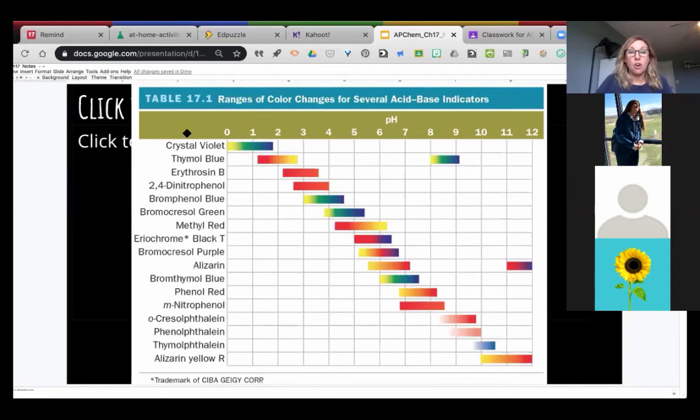And then here's a chart of all kinds of different indicators. You can see that the phenolphthalein changes up here, but there's lots of other indicators you could use. Some of them have just 2 color changes. Some of them have a range of color changes. So you're going to pick the indicator based on where that predicted equivalence point is.